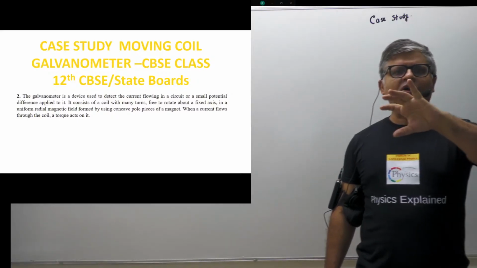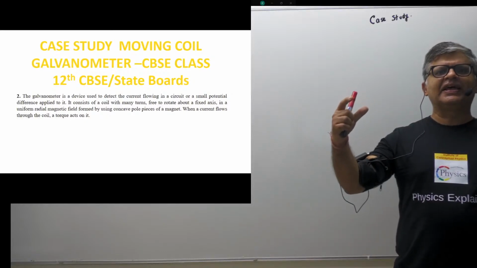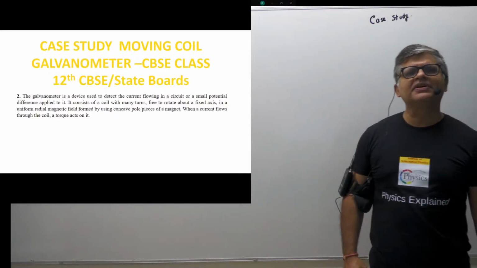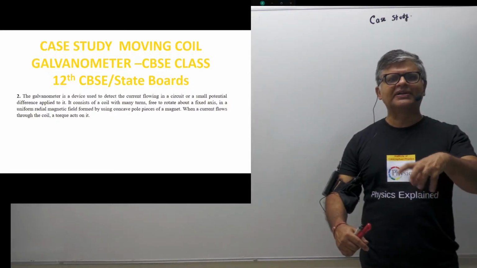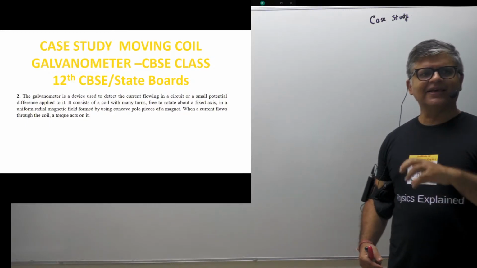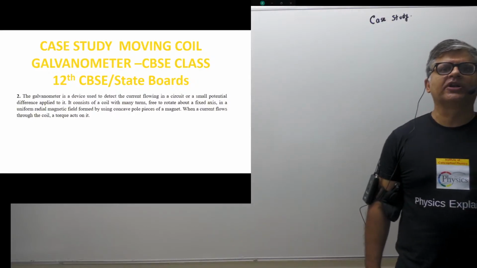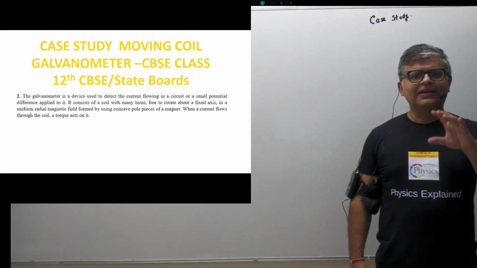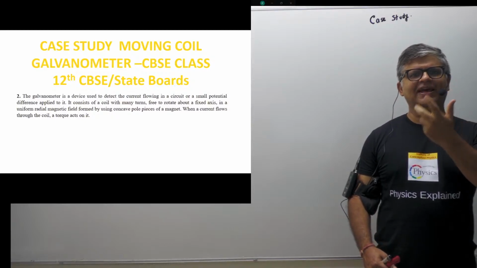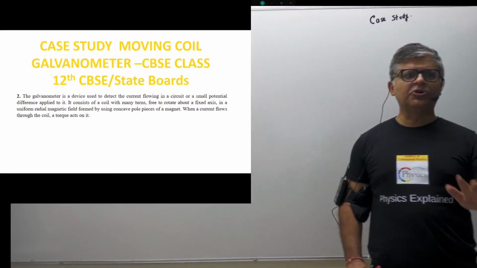Okay, so what does it contain broadly? It contains a coil and a magnetic field in which the coil is there, and the coil is the one which is carrying the current, which will come from the circuit in which the galvanometer is measuring the current. It is used to detect current, right? So you have to keep it in series in the circuit. When the current flows through the coil, a torque acts on it. What happens when the coil gets the current from the circuit is it rotates in the radial magnetic field. So this is your case. This is the information available to you.